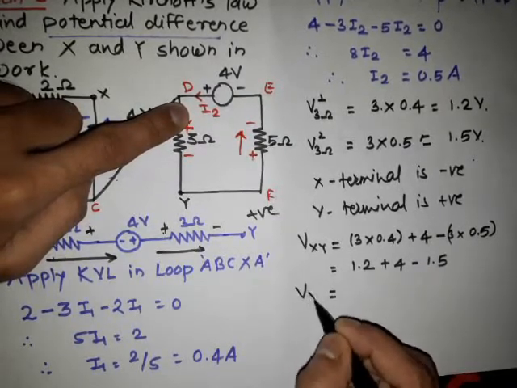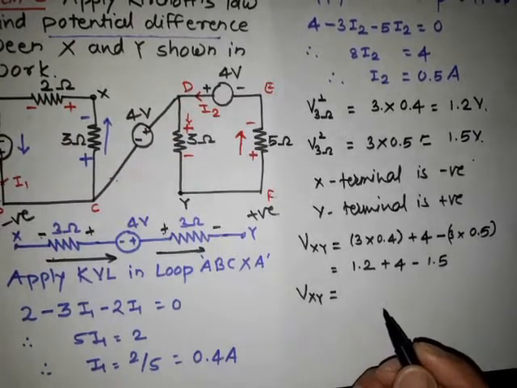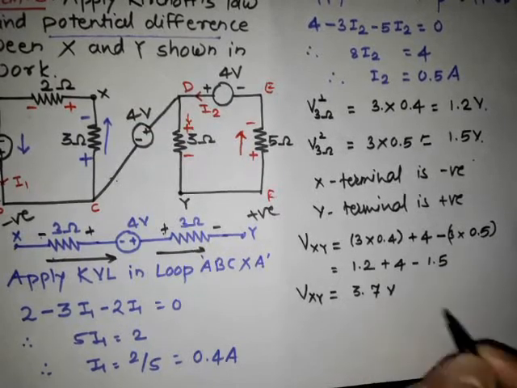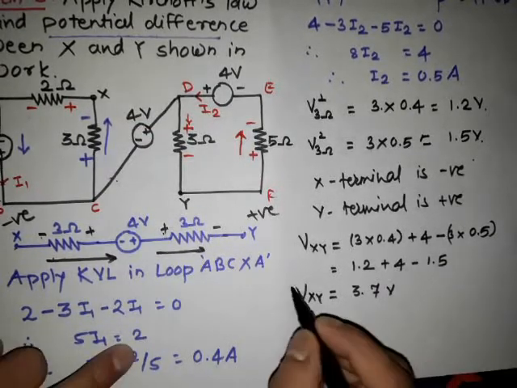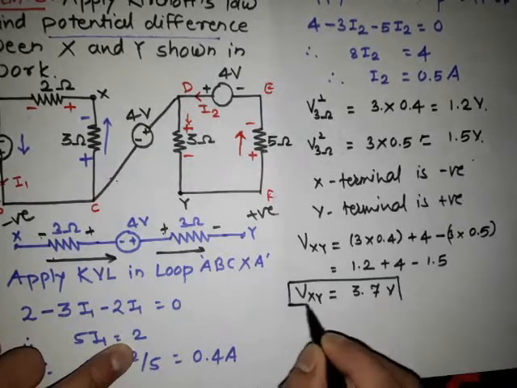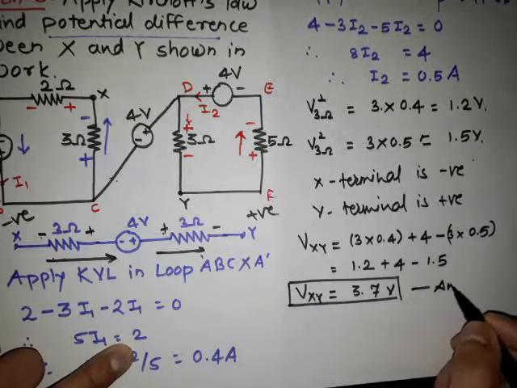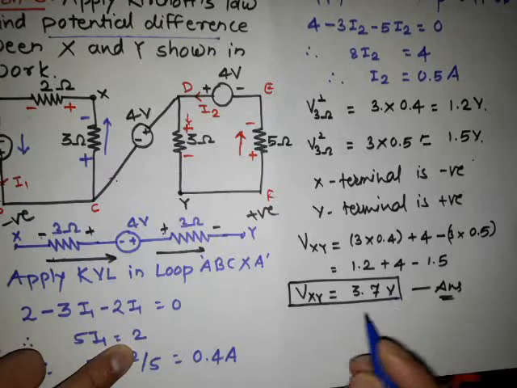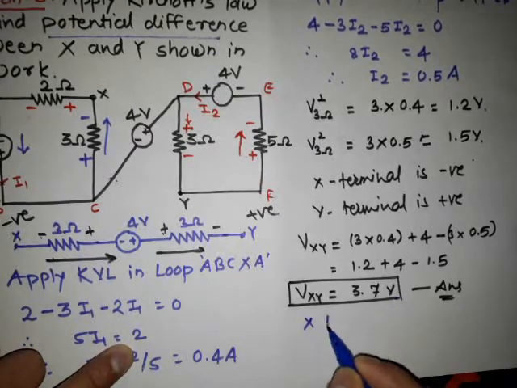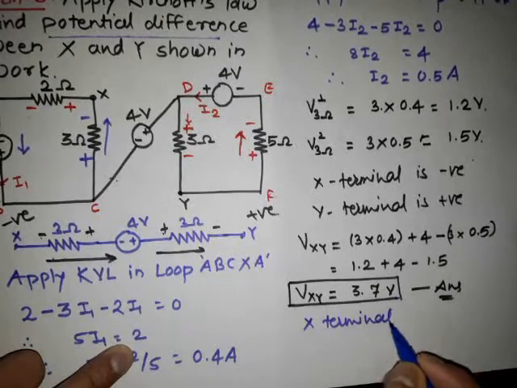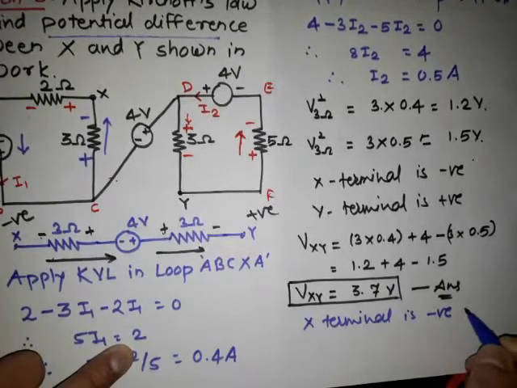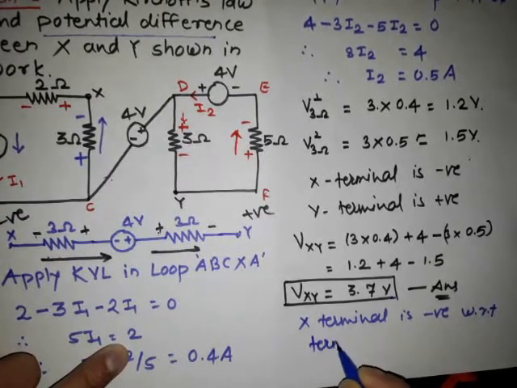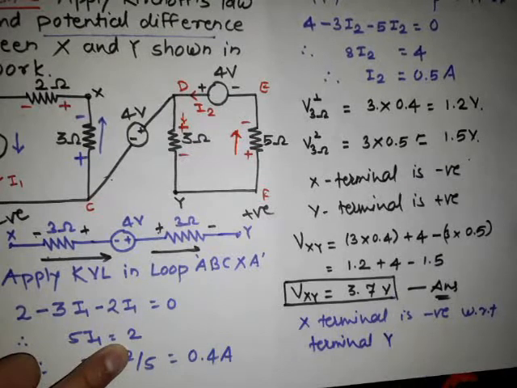Our final answer for the voltage across the X and Y terminals is 3.7 volt. This is the final answer. Simply we have to write the terminal polarities. Here the X terminal is negative with respect to terminal Y. Thank you.